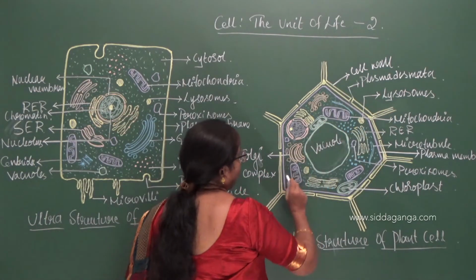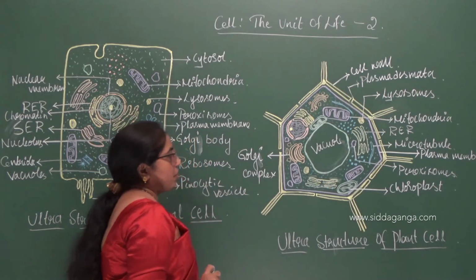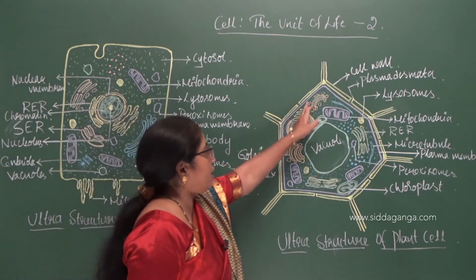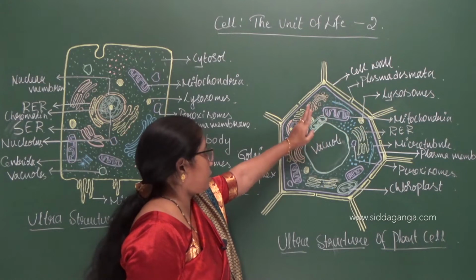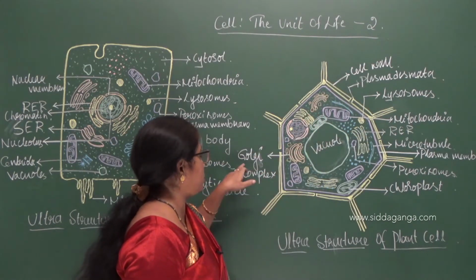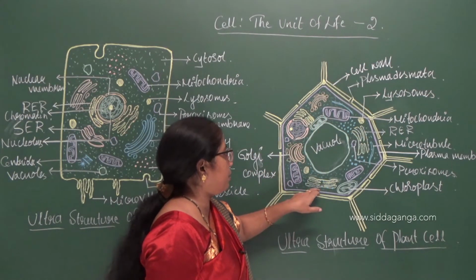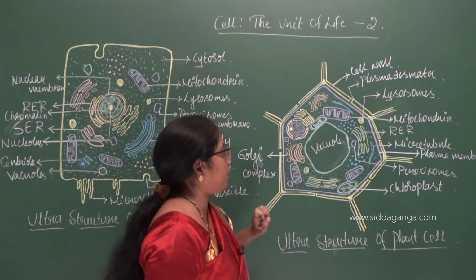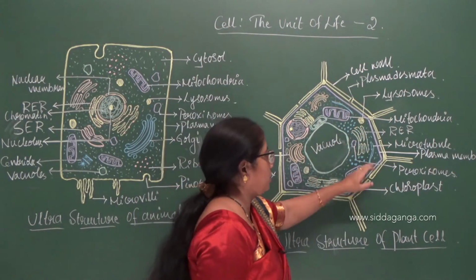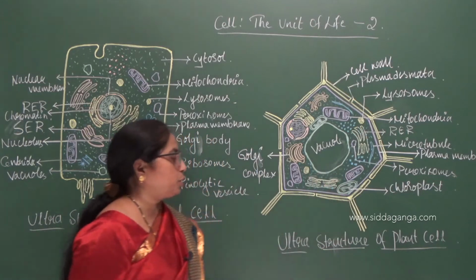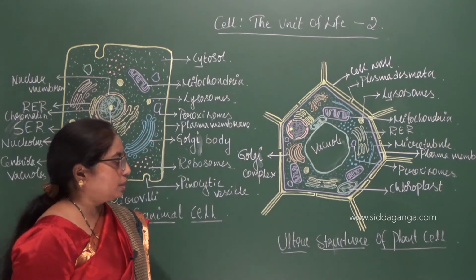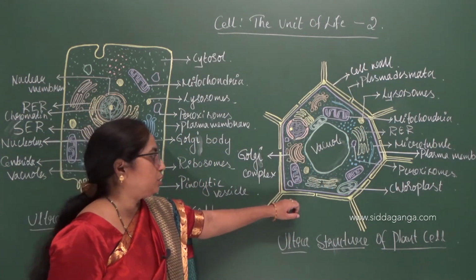So there are mitochondria, that is the powerhouse of the cell. Then there are structures like Golgi complex, rough endoplasmic reticulum, smooth endoplasmic reticulum, lysosomes, peroxisomes, microtubules. All these are structures of the plant cell.